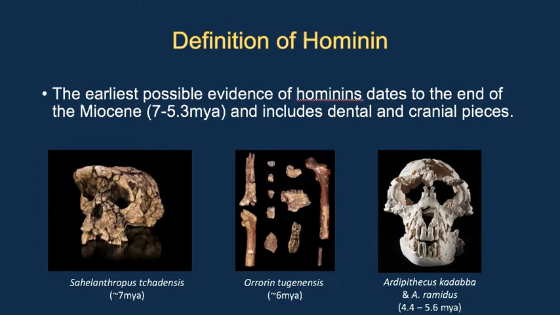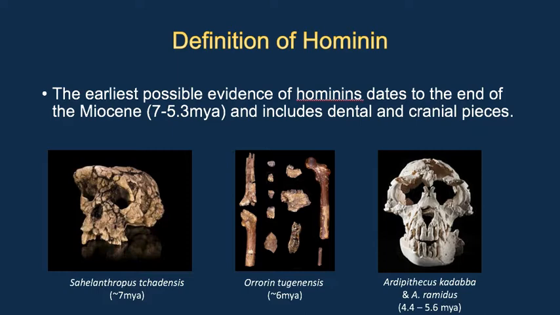Okay, so let's talk a little bit about the definition of hominins. As it says here on the slide, the earliest possible evidence of hominins dates to the end of the Miocene. So the Miocene epoch ends around this time. It ends at about 5.3, so the very tail end of the Miocene epoch is the period of time that we're talking about here. And as it says here, again, that material includes dental and cranial pieces.